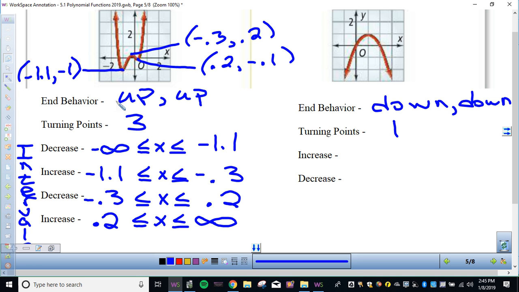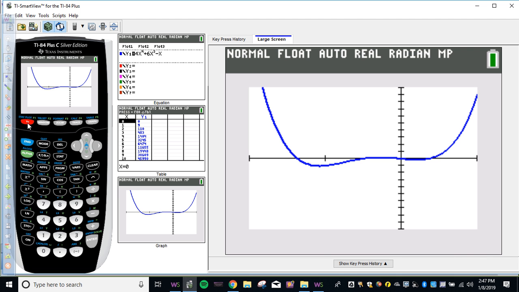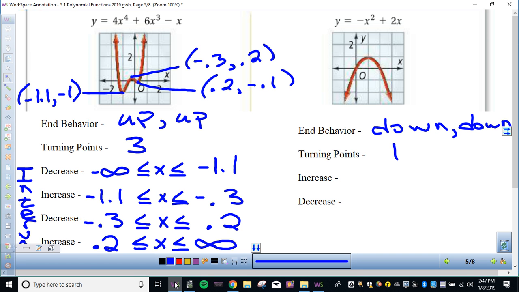Okay, last thing we're doing today is this here. So we're going to throw that in, negative x squared plus 2x, into the graphing calculator. Oh, geez. What was it? Negative x squared plus 2x.